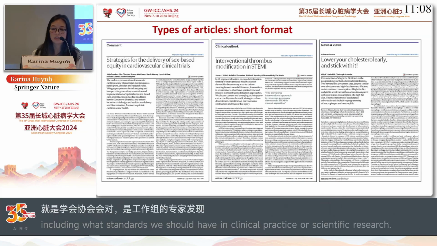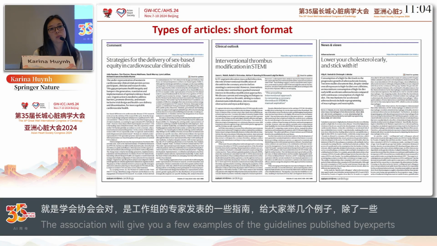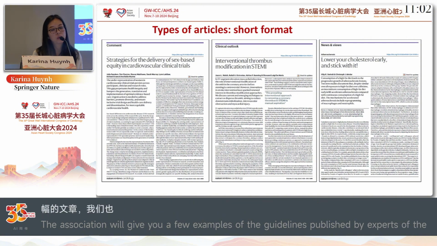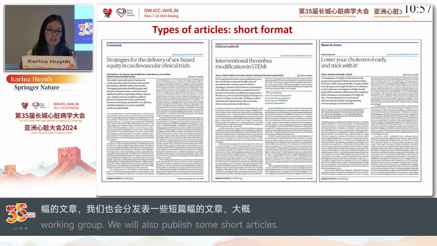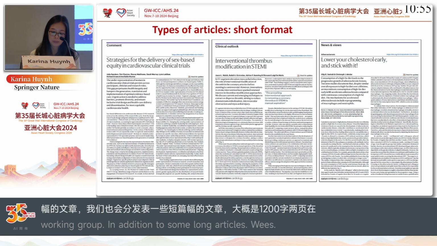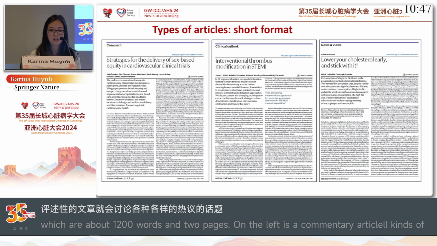In addition to these long format articles, we do publish different types of short format articles as well. These are generally about 1,200 words long, and about 2 pages long in the print edition. On the left here is a comment article. Comment articles are calls for action on different topical issues. They usually pertain to scientific research or any of the social or ethical ramifications.